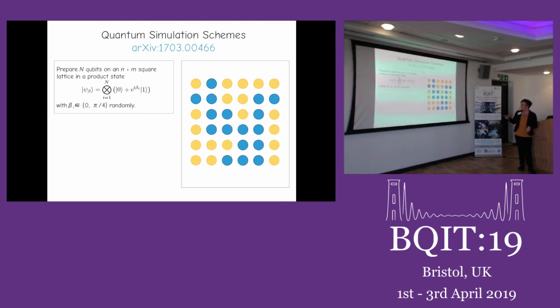So the thing that we do in these protocols is we start in some product state. We have a 2D square lattice. We put some qubits into that lattice, and then we prepare some random product state, typically. So in this particular protocol, we just initialize every qubit to a superposition of 0 and 1 with some little phase over there, which is not too important for the talk.